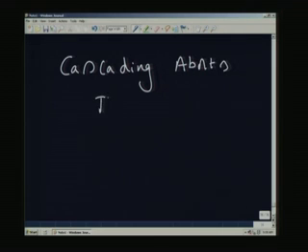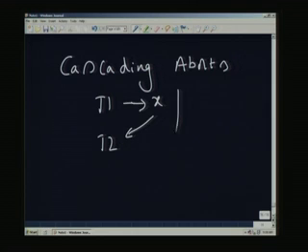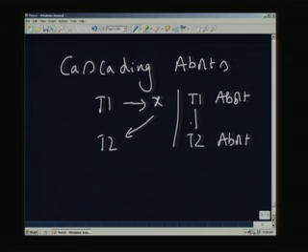T1 modified a value of X, T2 has read this modified value, but now T1 aborted for various reasons. Now, T2 should also abort, and this is what will happen if you allow the transactions to release the locks before they have committed.